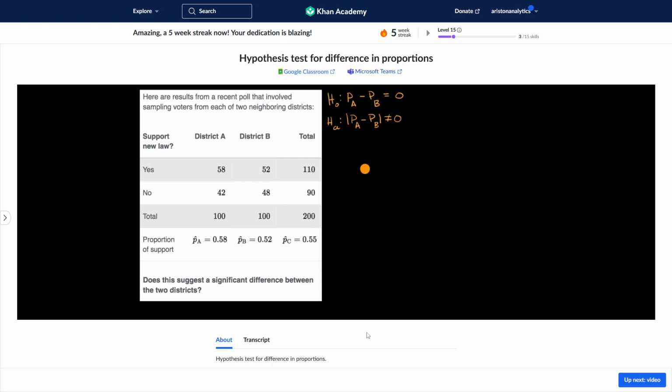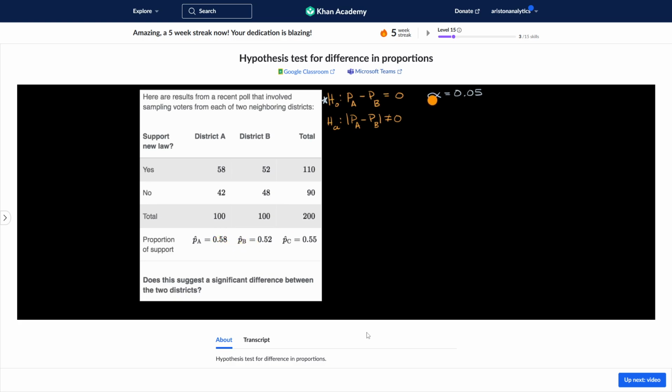And if we were doing an all-out hypothesis test, we would set a significance level, which we usually denote with an alpha. Oftentimes, it might be a 10% significance level or a 5% significance level. Let's say we set it at a 5% significance level. And what we would do is we would say, all right, let's assume that the null hypothesis is true. And assuming the null hypothesis is true, what is the probability of getting a difference between our sample proportions this extreme or more?